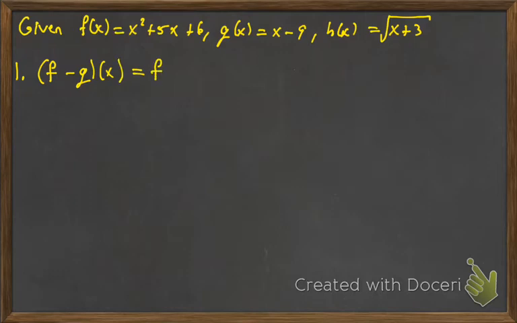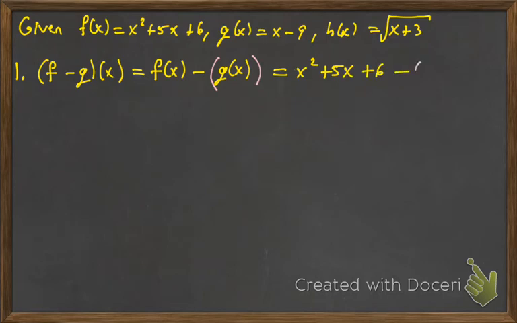This is the one where most folks are going to make an error. This is f of x minus the entirety of the g of x formula. So I put those extra parentheses there to help remind myself that it's the entire g of x that's being subtracted. So f of x is the x squared plus 5x plus 6, and then minus the x minus 9.